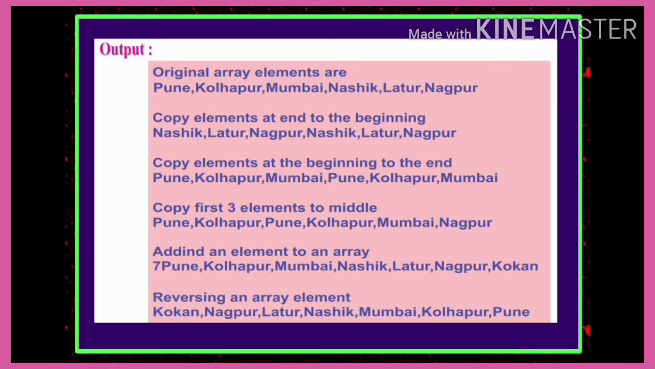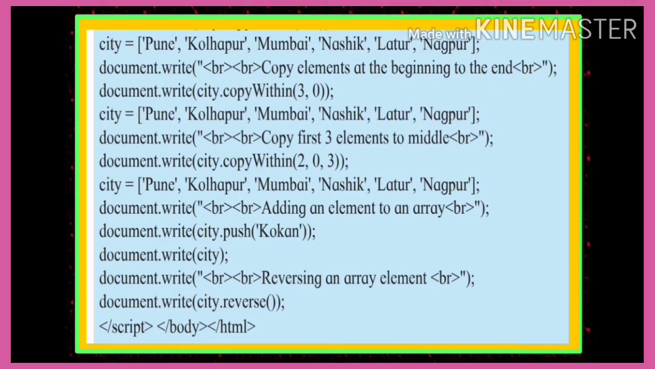So it replaces the third, 4th and 5th position elements Nashik, Latur, Nagpur with Pune, Kolhapur, Mumbai. So the final array elements are Pune, Kolhapur, Mumbai, Pune, Kolhapur, Mumbai. So this is an example of copy elements at the beginning to the end. Now if you want to copy the first three elements to the middle, right?